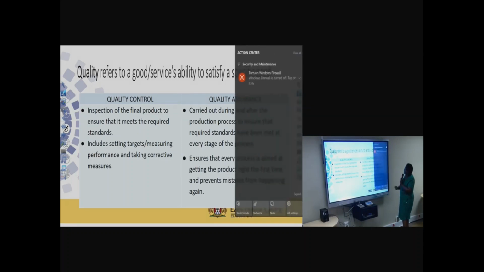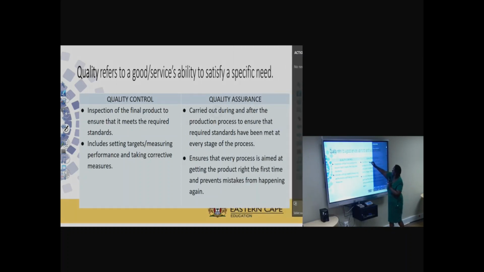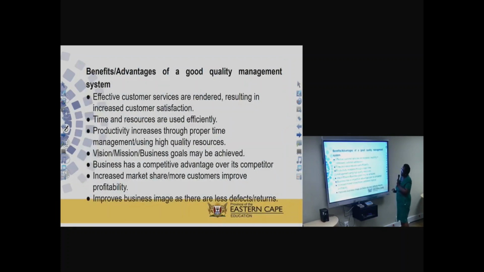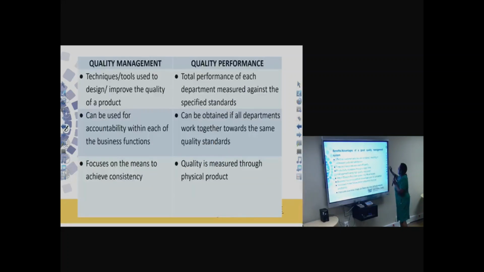Then moving to the next one. We said we have quality control and quality assurance. Then I want to move to quality management and quality performance. With quality, you only do two differentiations. You distinguish between quality control and quality assurance, and also quality management and quality performance.